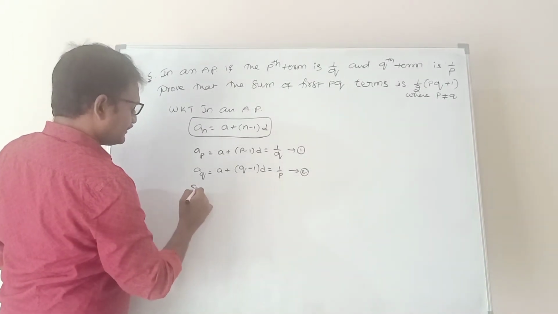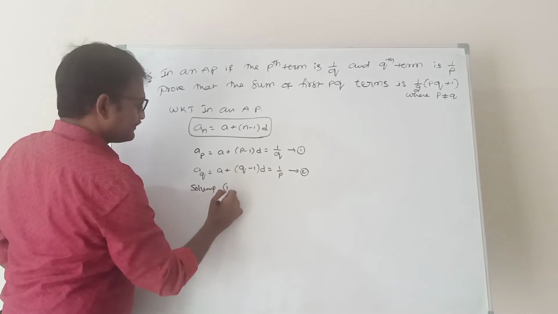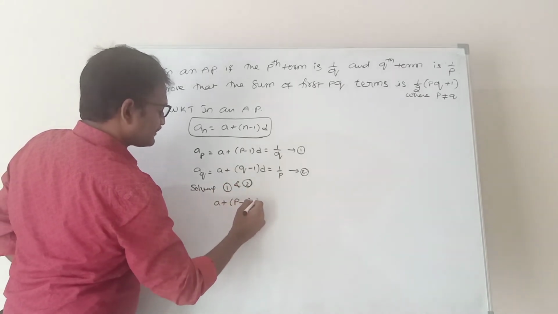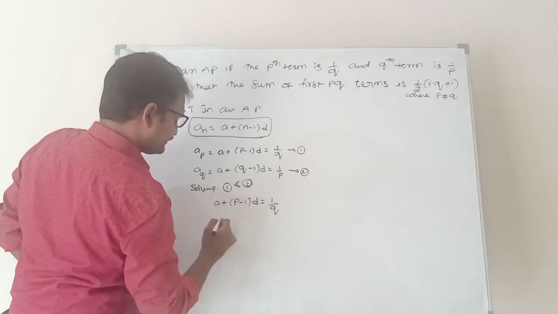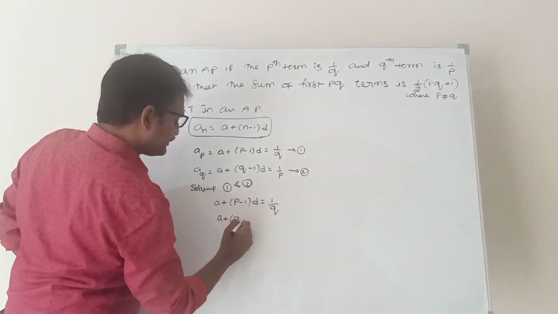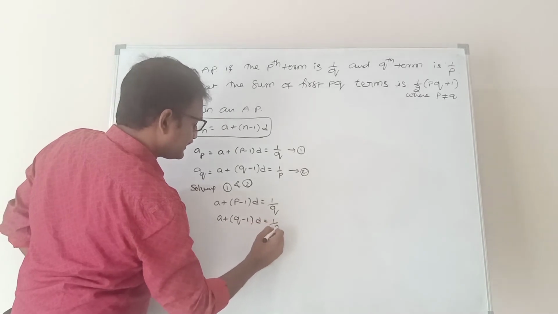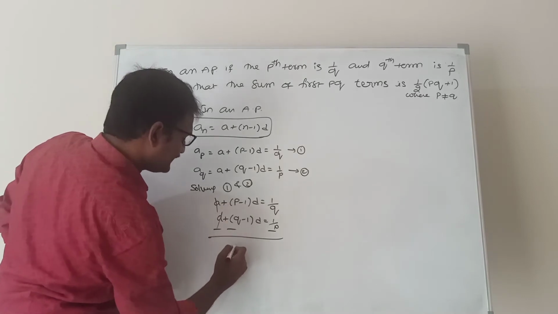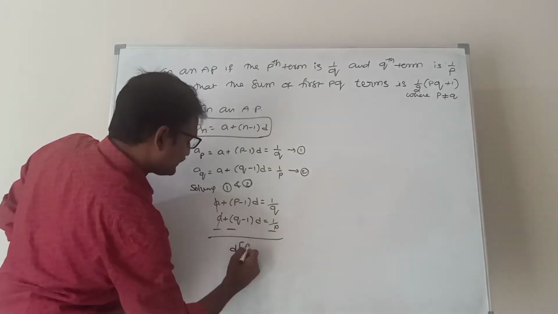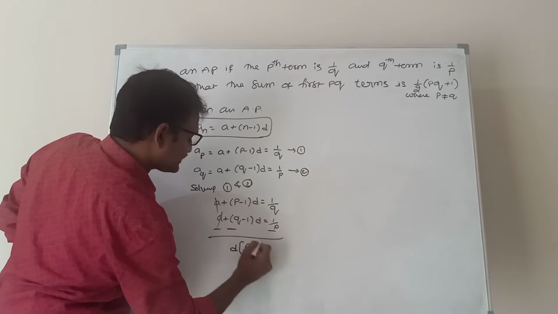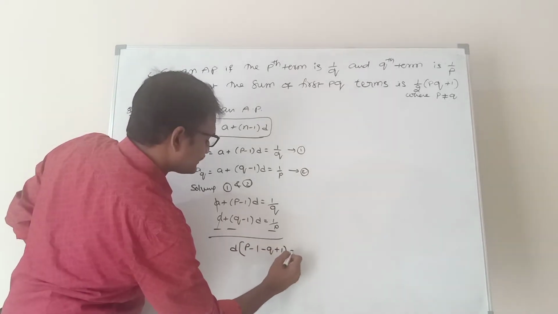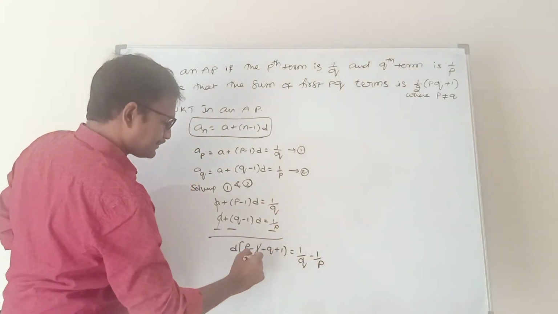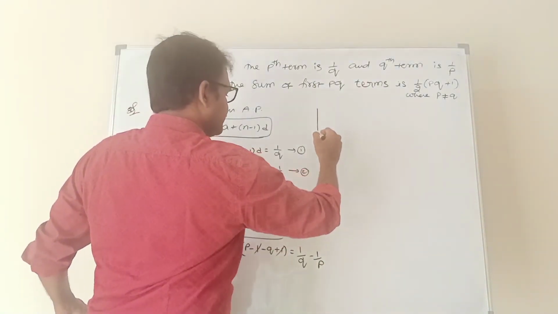Now solving 1 and 2. a plus p minus 1 into d is equal to 1 by q. a plus q minus 1 into d is equal to 1 by p. Subtracting, a minus a gets cancelled. If you take d common, p minus 1 minus q plus 1 is equal to 1 by q minus 1 by p. So here plus 1 minus 1 gets cancelled.